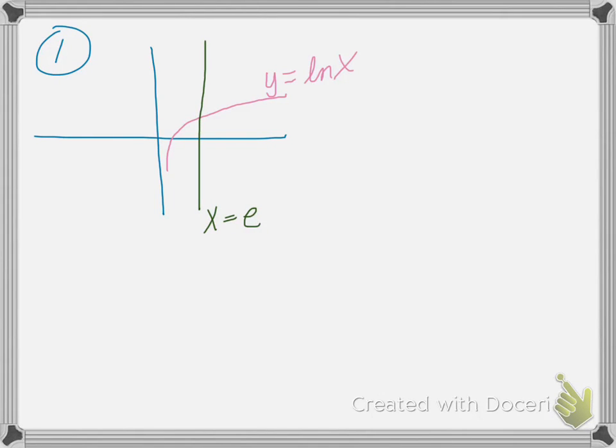These are the 4 multiple choice questions that have to do with area and region. So this is question number 1, and it's telling you that you have the graph of y equals ln x, that's in pink, the line x equals e, that's in green, and the x-axis, which I'll make in black. And so you're looking for the area that's enclosed by those 3 graphs, and that would be this piece right here.